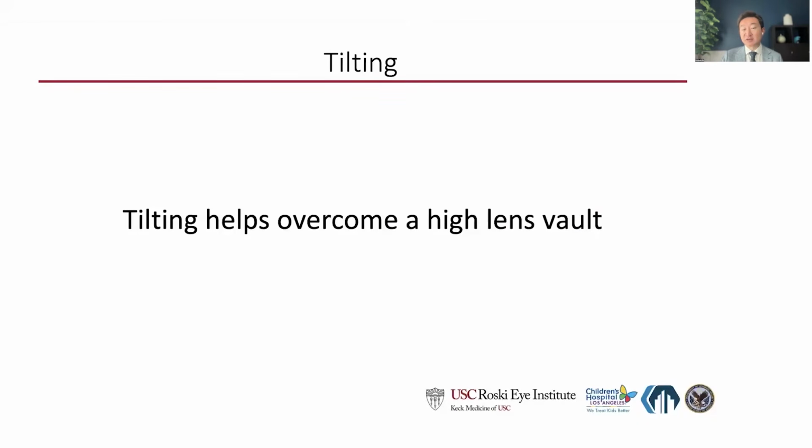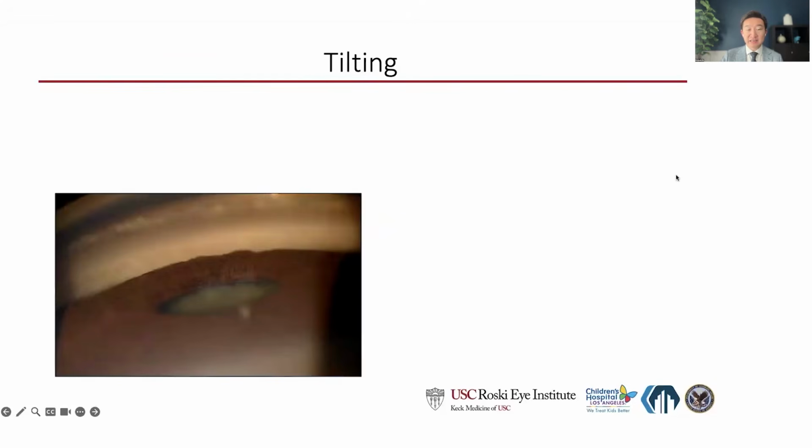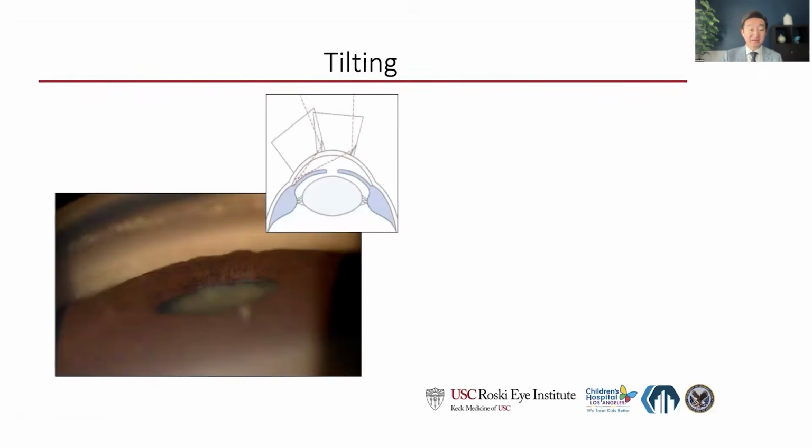Next, tilting helps overcome a high lens vault. The position of the lens determines how easy it is to visualize the structures in the angle recess. For example, here is an eye with a high lens vault, and when you're performing gonioscopy, it might feel like you're standing on the wrong side of the hill, and that you want to get over this hill in order to look into the angle recess.